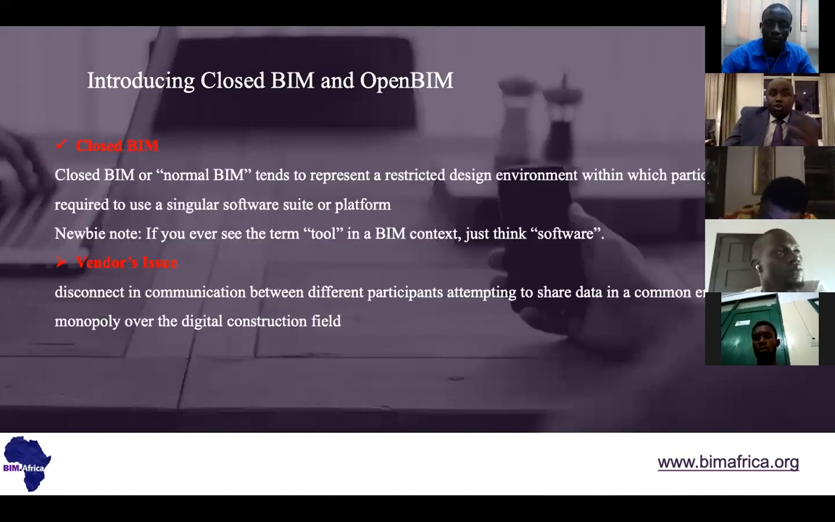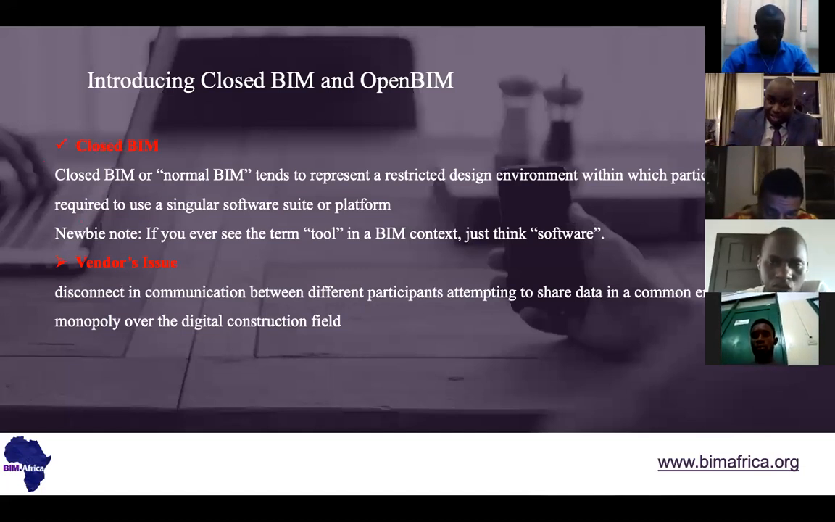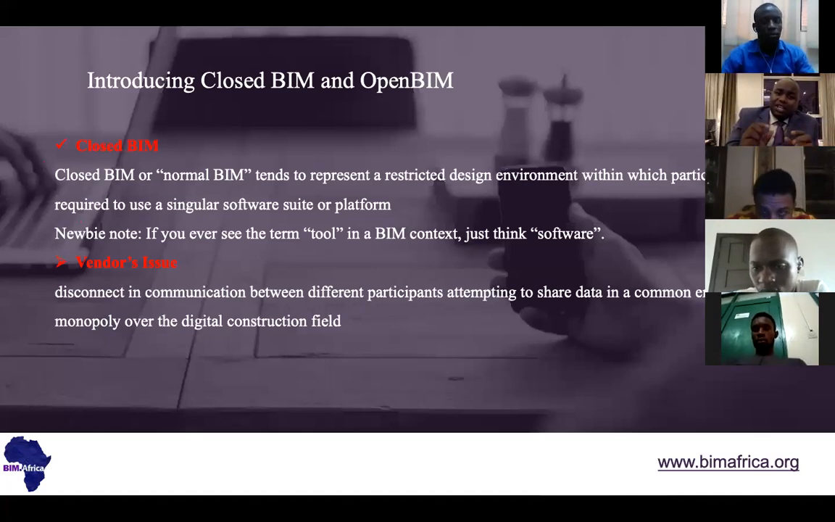So, introducing the closed BIM issue. Closed BIM, or normal BIM, which is the case as we usually do in Nigeria and Africa or emerging countries, tends to represent a restricted design environment within which participants are required to use a singular software suite or platform.